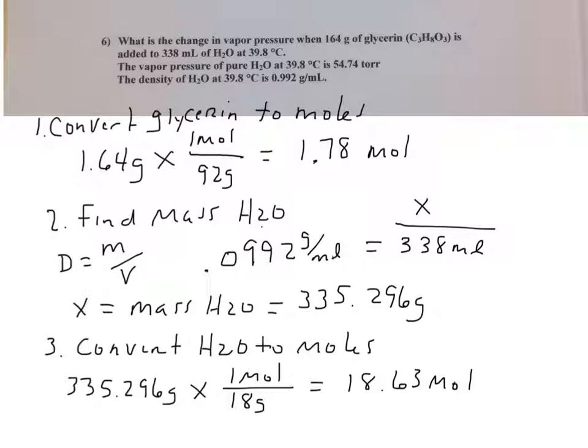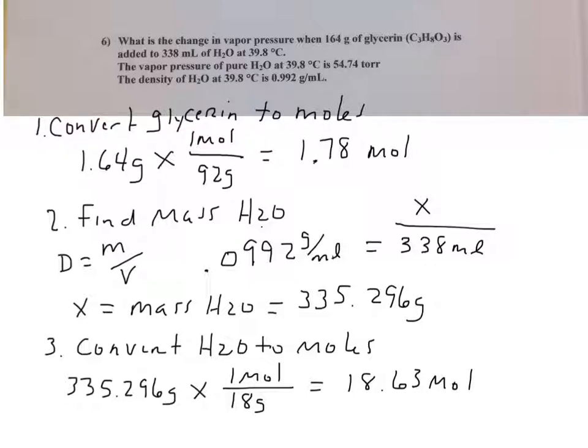Now on this problem, we have a little bit of a twist added. Here we have density mentioned. So the problem is, what is the change in vapor pressure when 164 grams of glycerin, chemical formula C3H8O3, is added to 338 milliliters of water at 39.8 degrees Celsius? The vapor pressure of pure water at 39.8 degrees Celsius is 54.74 torr. The density of water at 39.8 degrees Celsius is 0.992 grams per milliliter.